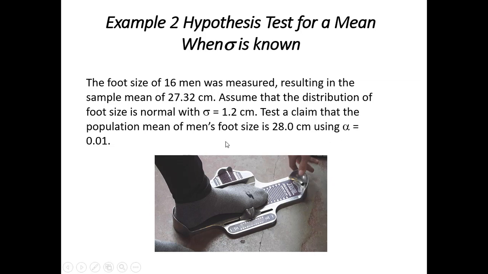Test the claim that the population mean of men's foot size is 28.0 centimeters using alpha equal to 0.01. Okay, so we have a sample mean here, 27.32. We're testing this claim. We see the sample mean comes up just a little bit less, but is that significant? Well, it's hard to say. Okay, so let's go through this hypothesis test.